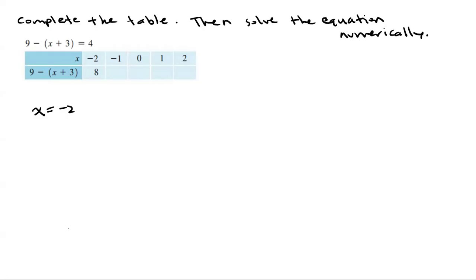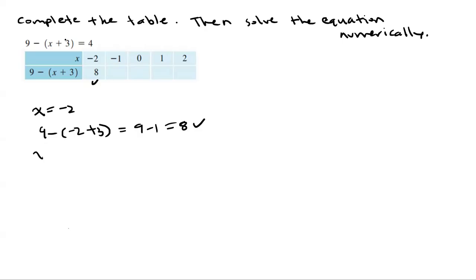Okay, I kind of jumped the gun on this problem. So there's two parts to this problem. First, it wants to complete the table, and then we want to solve the equation numerically. So the first step is we need to plug it in, which I did originally. Okay. So when we plug it in, I'm doing negative 2 plus 3. There we go. Okay. So negative 2 plus 3, well, that's going to give us 1, right? So 9 minus 1 is 8. Okay. So that's why they got 8 here.